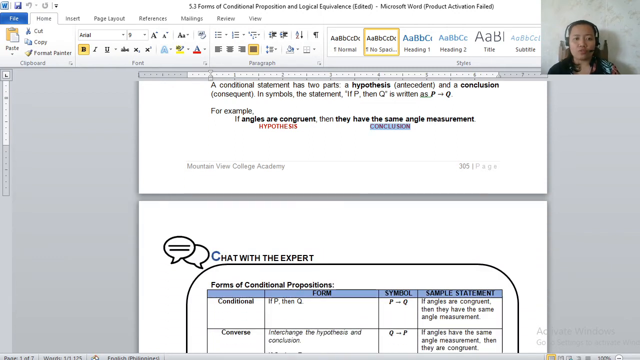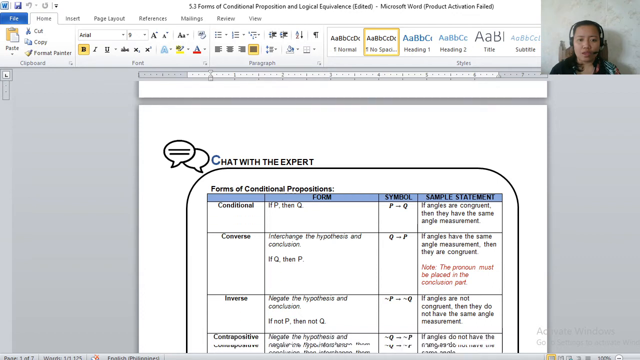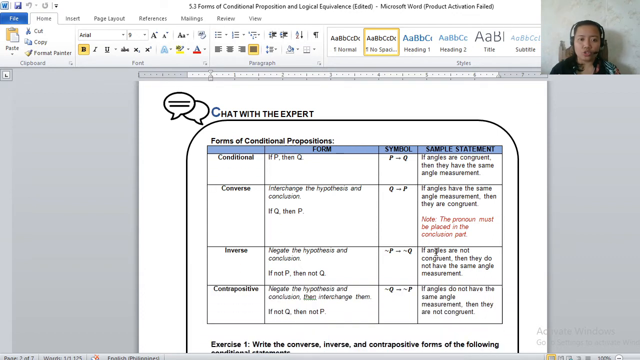So there are forms of conditional propositions. We have conditional, if P then Q; converse, interchanging the hypothesis and the conclusion, if Q then P; inverse, negate the hypothesis and conclusion, if not P then not Q; and contrapositive, if not Q then not P. So we have samples for the following forms of conditional propositions.